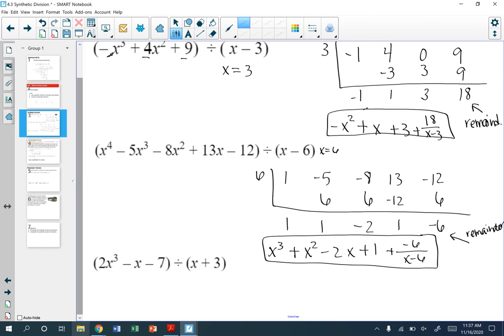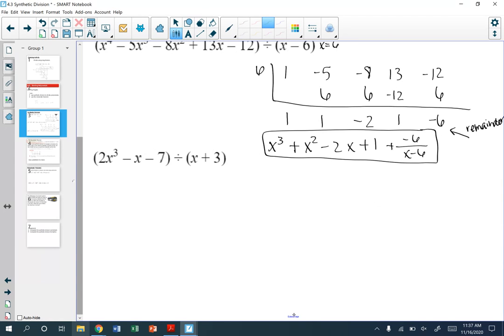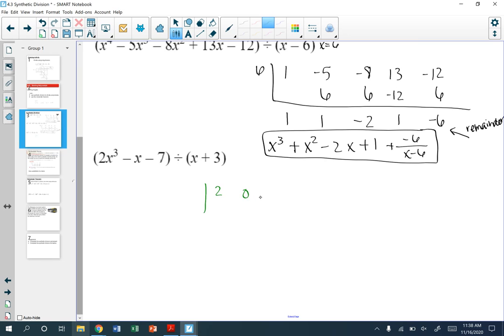Perfect. Now again, if you feel confident, go ahead and pause the video before I go through this last one and try it on your own. So we notice that we go from x cubed to x to our constant term, so we're missing that x squared term, so be careful and make sure we put a placeholder in there. So we have 2, and our placeholder for x squared would be 0, negative 1, negative 7.